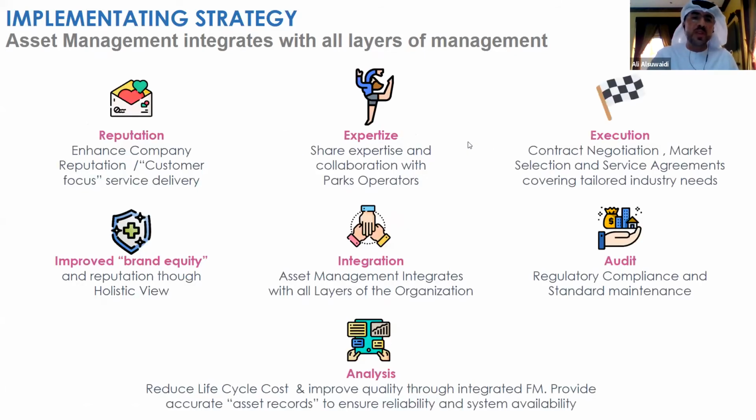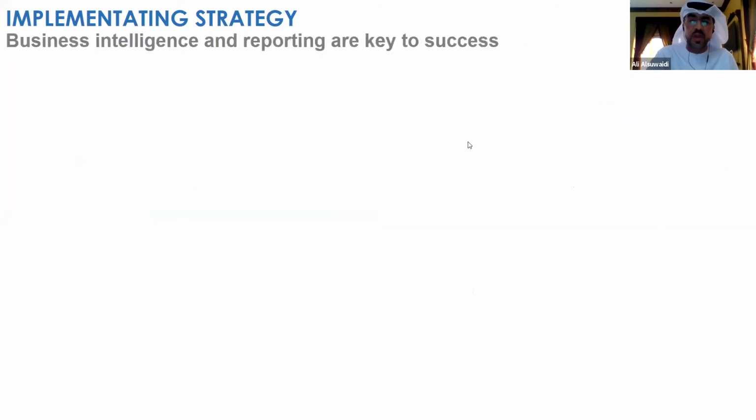Again, when you implement a strategy, you need to look at the reputation, the expertise, the execution part, the audit part, the integration, which is really very important, and the brand equity. You have to ensure that you look at the holistic operational aspect of operating your facility and implementing the strategy. And when you do the analysis, KPIs and SLAs are important, but also look at the life cycle costing, improve the quality through integrated FM, and provide accurate asset records to ensure reliability and system availability.